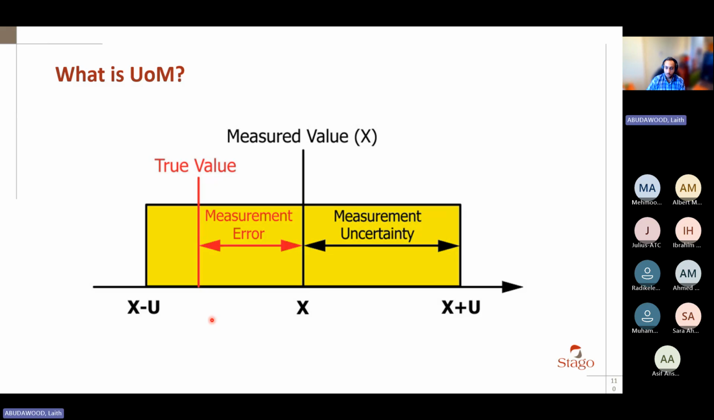So if the uncertainty of measurement is a certain value, then the true value, the actual concentration of the sample, falls within the range of the uncertainty of measurement. This is what we mean. And for us, we say this is acceptable.